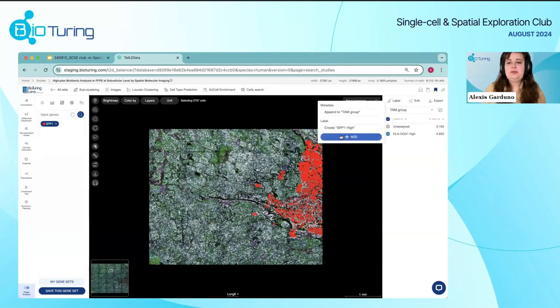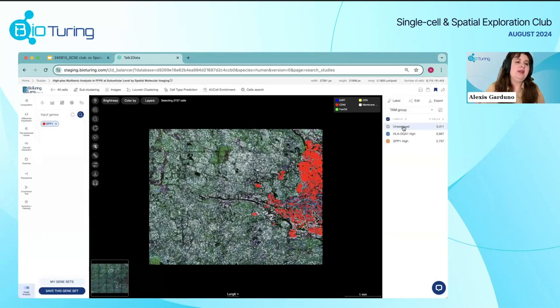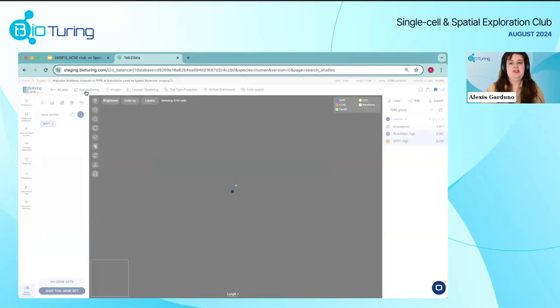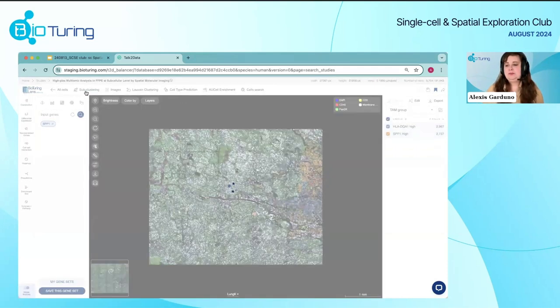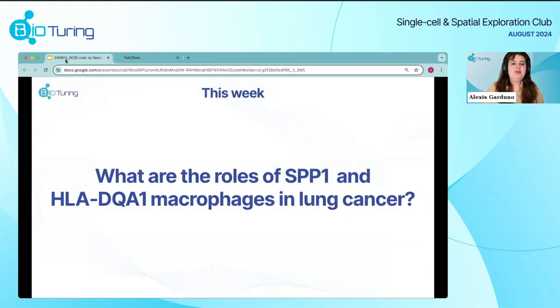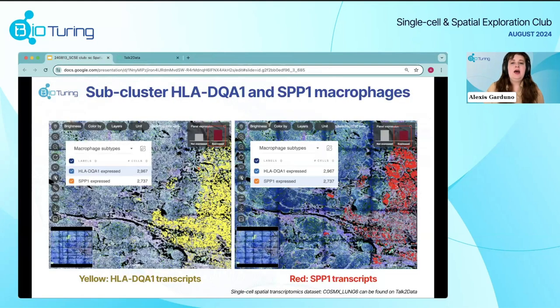Okay. So once we add these groups, I can then remove any of the unassigned, which are all those other macrophages that are not expressing those targets. So I'll select these two groups and I'll subcluster those groups once again. Okay, so this was the process in labeling the groups.